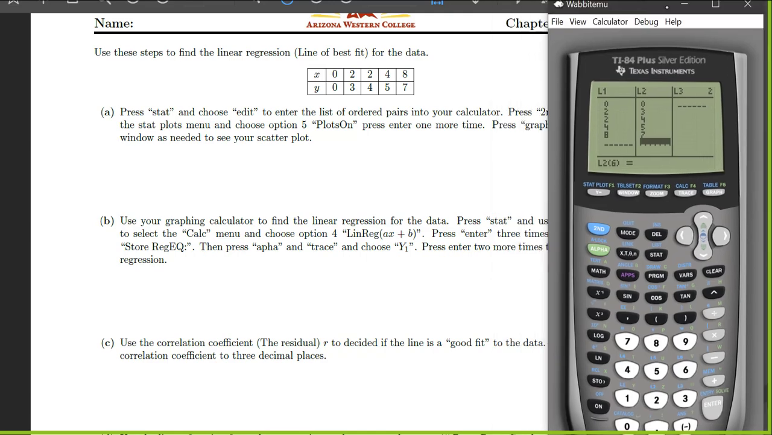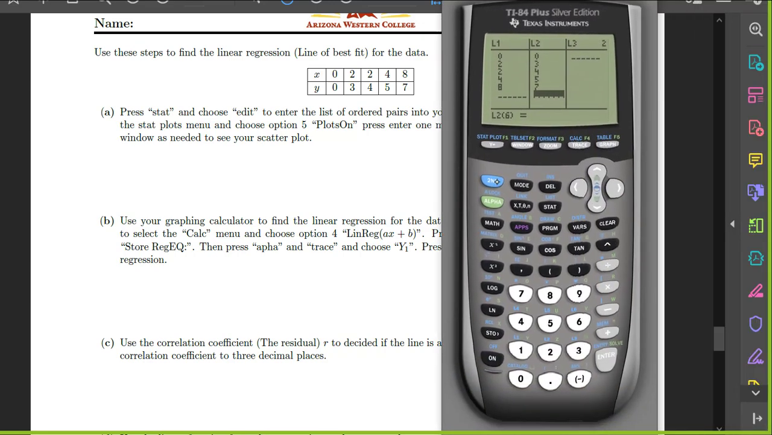So now that we're done putting this into our list, we are going to press our second key and Y equals. We are going to go down to choice number 5 and choose plots on. So you hit plots on, press enter one more time, and it says done. So now what we can do is if we press our graph key, we'll notice now that all of those points that we put in the list have been plotted on our graphing calculator. So we've just created a scatter plot of that data table.